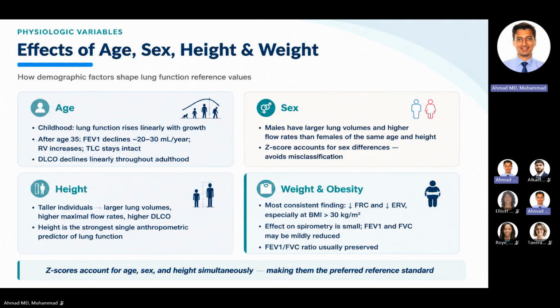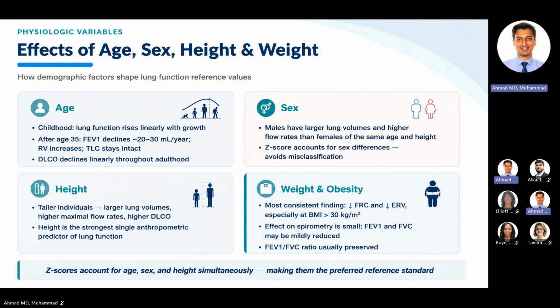Losing 30 ml of lung function every year is detrimental to their lung health. The residual volume increases as one gets older. The total lung capacity stays intact. Also, the diffusion capacity declines linearly throughout adulthood.